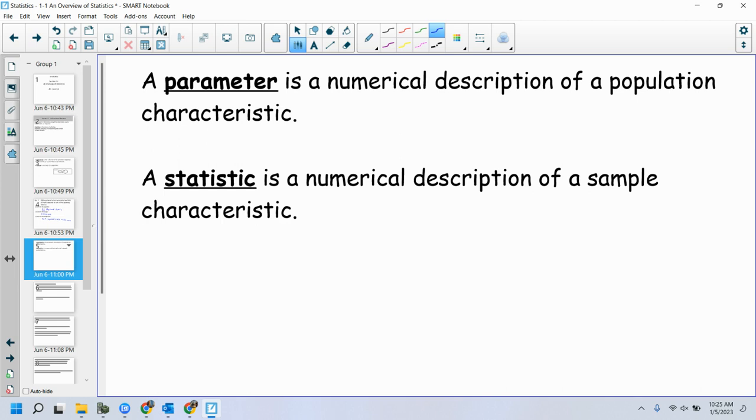All right, so a couple more definitions here. A parameter is a numerical description of a population characteristic. And I make special note that it's a description of a population characteristic. I can contrast that with the term statistic. A statistic is a numerical description of a sample characteristic.